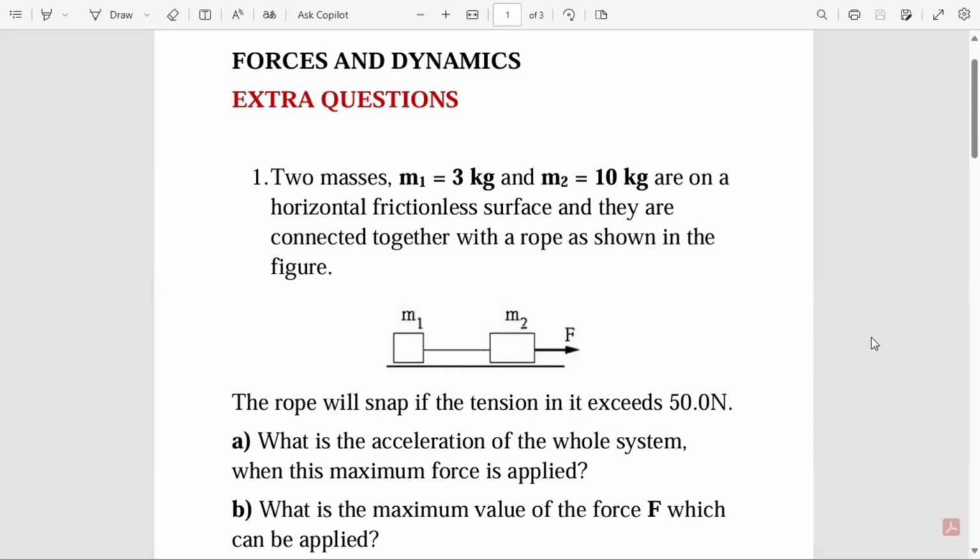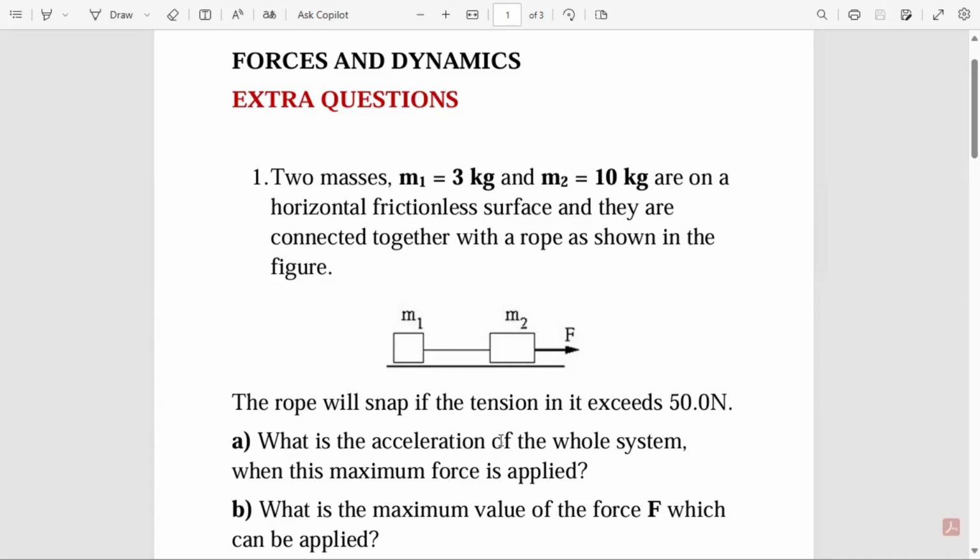So let's answer these questions on forces and dynamics. Question one reads: two masses, M1, 3 kilograms, and M2, 10 kilograms, are on a horizontal frictionless surface and they are connected together with a rope as shown in the figure. Using this diagram, the rope will snap if the tension in it exceeds 50.0 newtons. Question A, what is the acceleration of the whole system when the maximum force is applied?